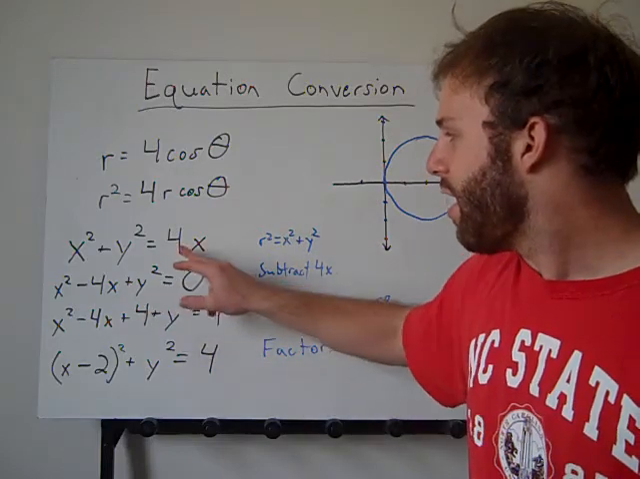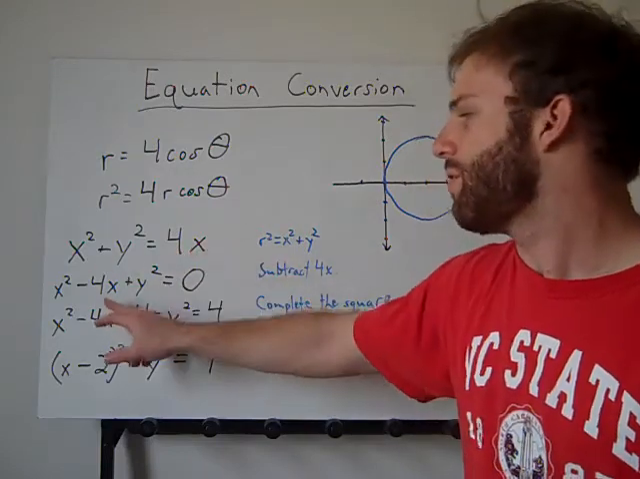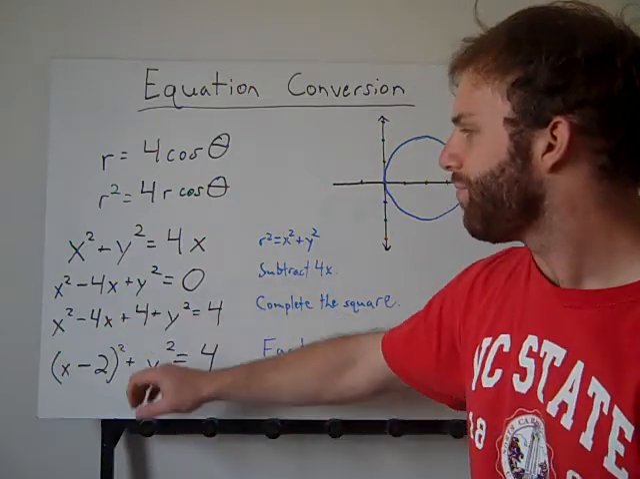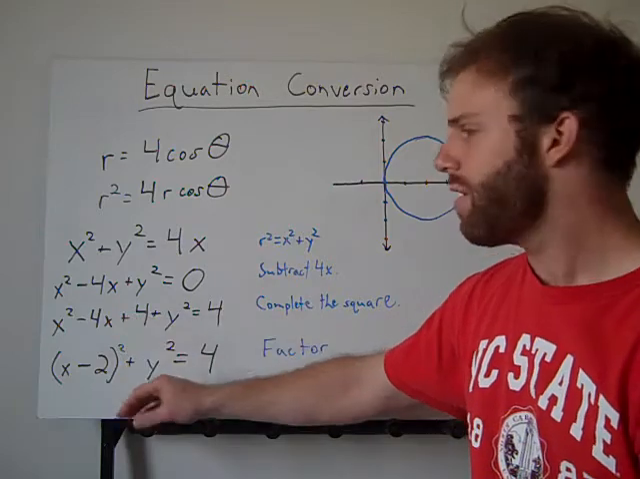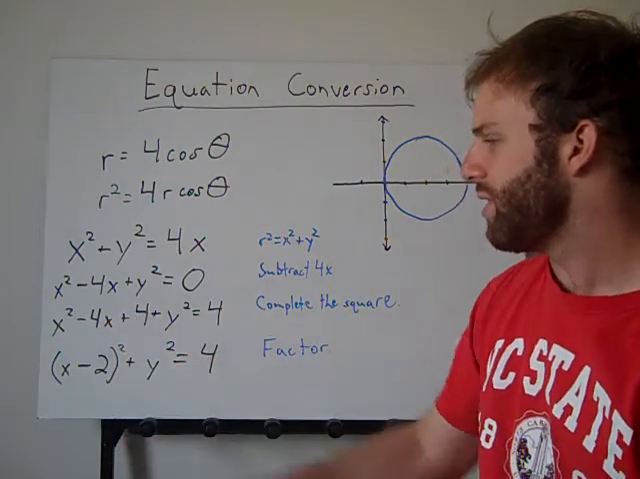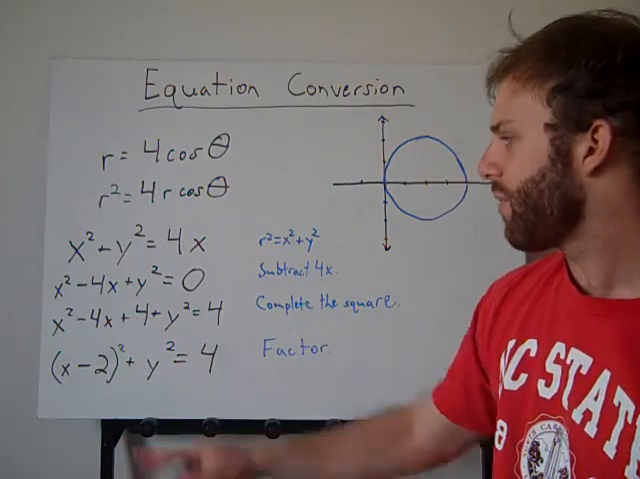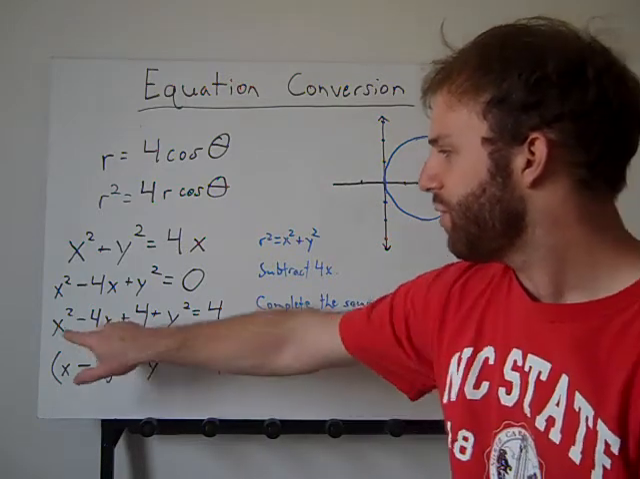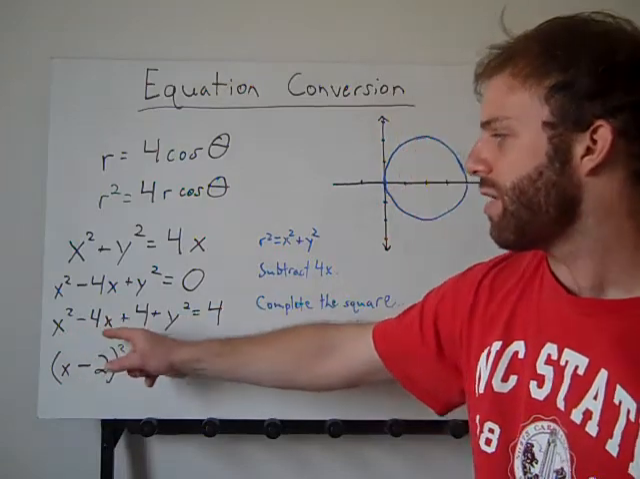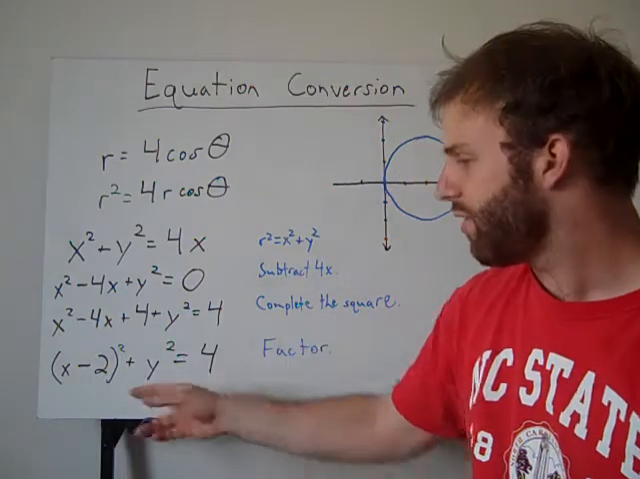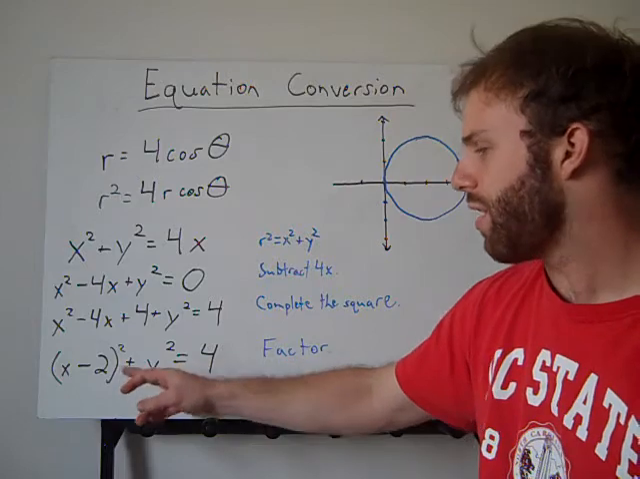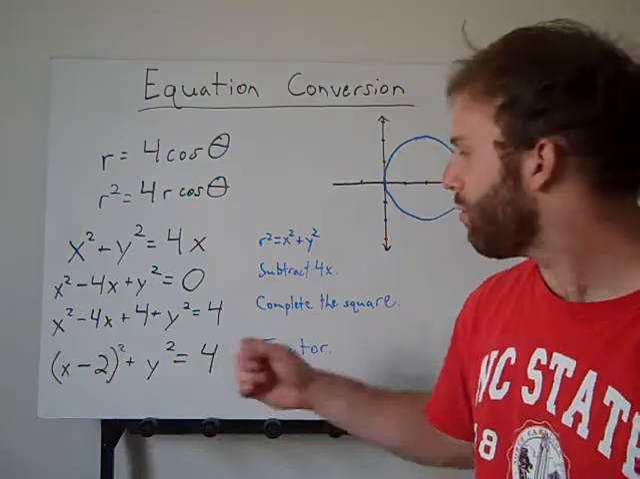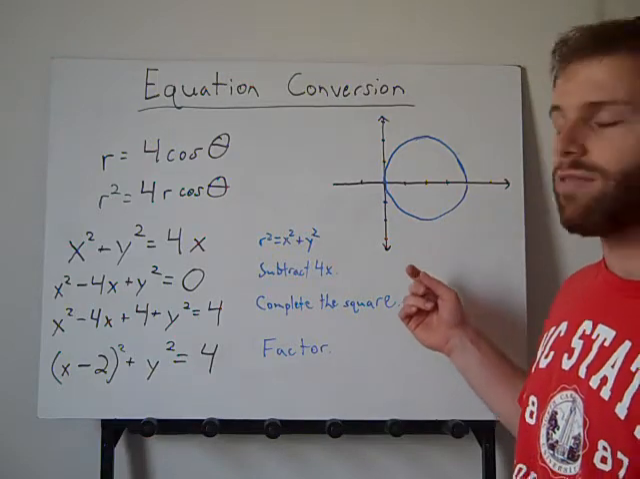So we've got 4x here. Let's subtract that over to this side and leave this side with 0. Now I can complete the square. We're going to take the negative 4, divide it by 2, and square it, and we're going to get 4, and we'll add 4 to the other side as well. We take this trinomial, x squared minus 4x plus 4, and factor it, giving us x minus 2 squared plus y squared equal to 4. That's actually the equation of a circle, which we've got right over here. That's what the graph of this would look like.